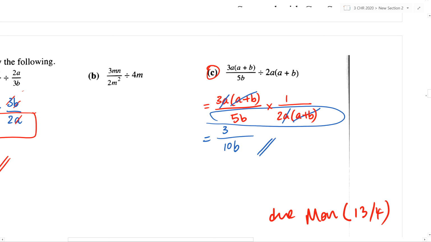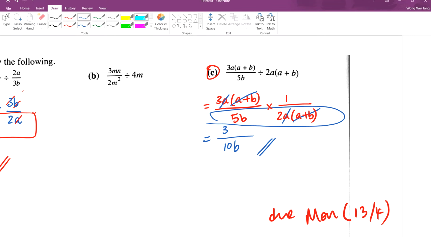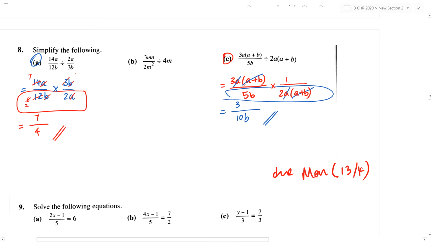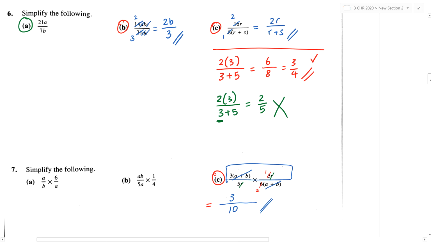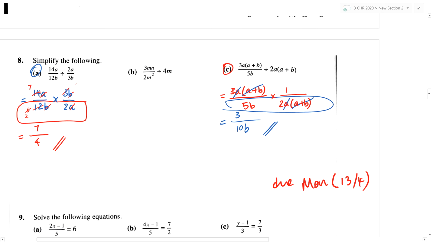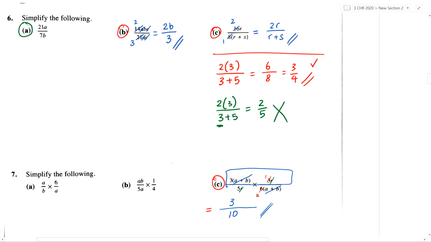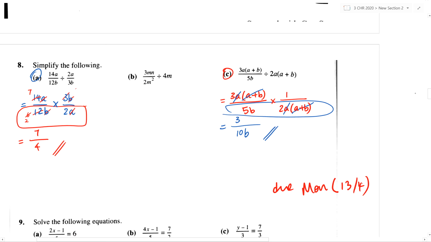So please complete questions 6, 7, and 8. Okay, you only have one question over here, 2, 3, and 4 questions to finish. This will be due today, 10 p.m.